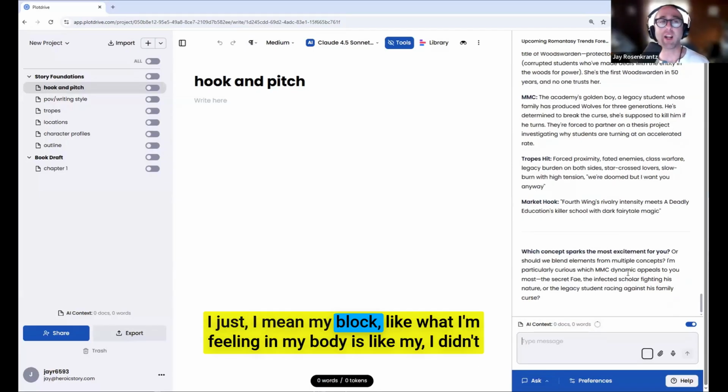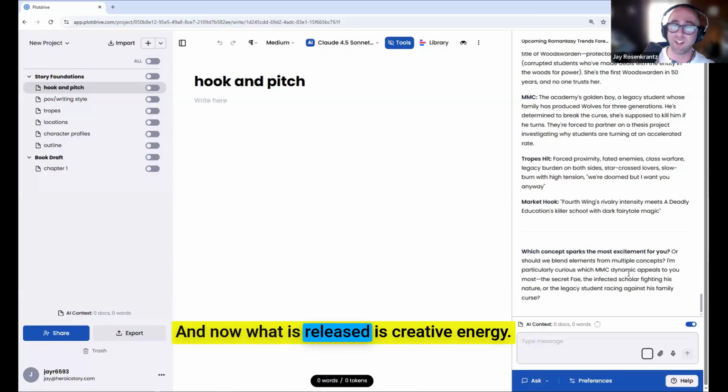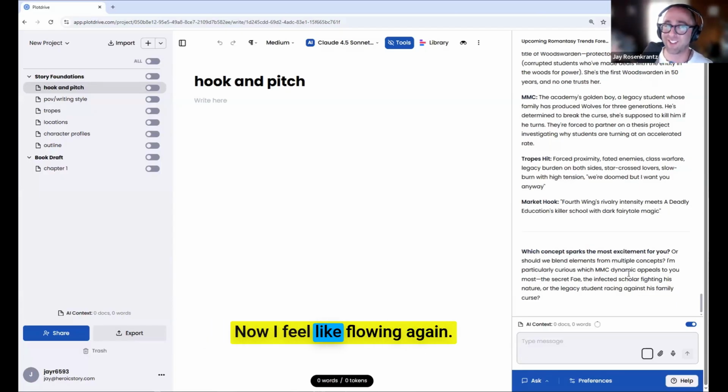Yeah, I mean, what I'm feeling in my body is that I didn't know what I was doing when I started. I had some block, right? I did, and it was broken. And now what is released is creative energy. Now I feel like flowing again.